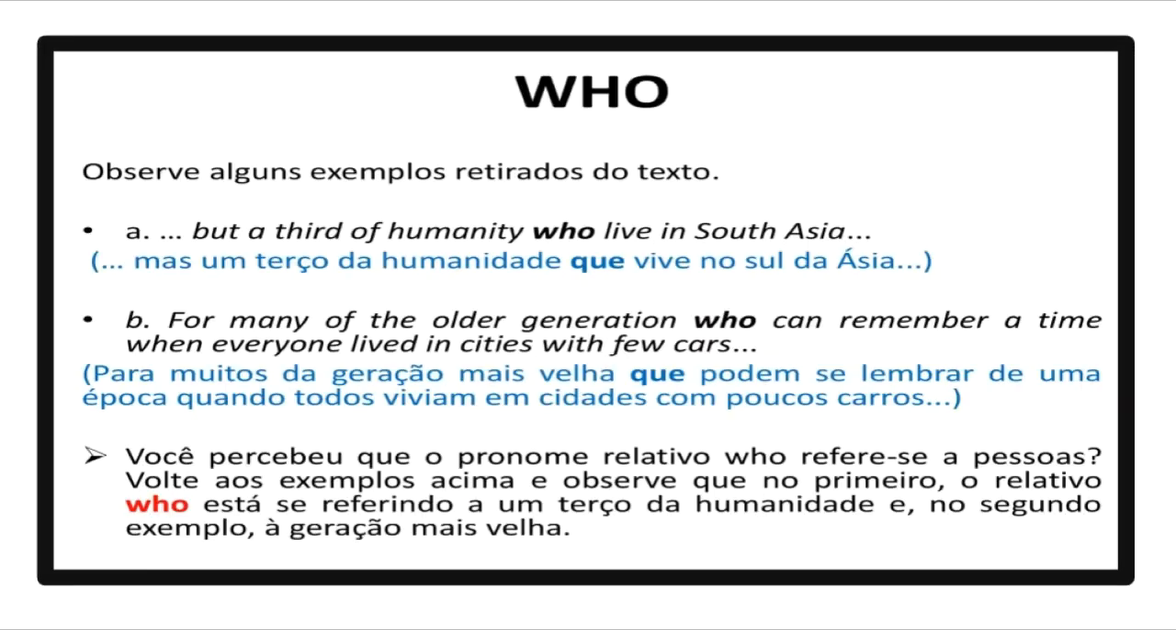Let's talk about who. See some examples. Letter A, but a third of humanity who live in South Asia. B, for many of the older generation who can remember a time when everyone lived in cities with few cars. Did you notice that the relative pronoun who refers to people? In example A, who is referring to a third of humanity. And in the second example, letter B, it's referring to older generation. So, we can conclude that who is used to refer to people.